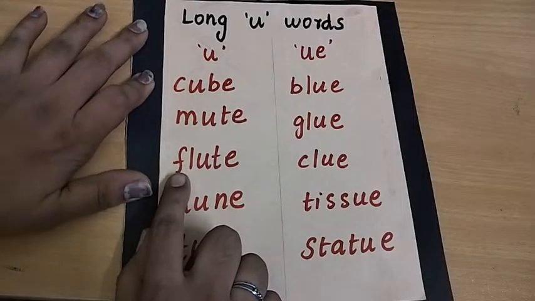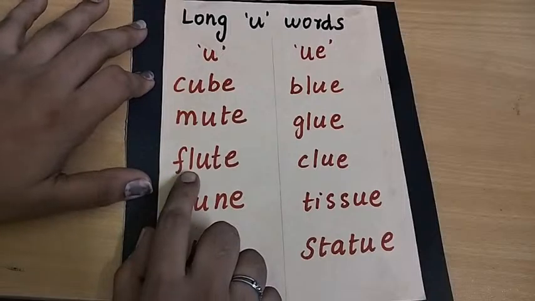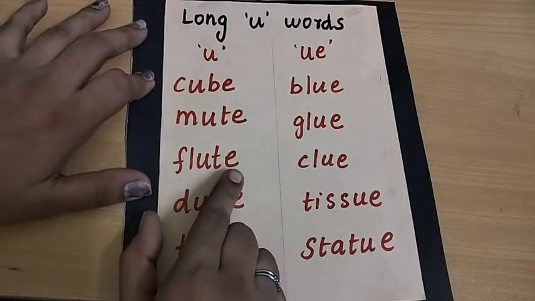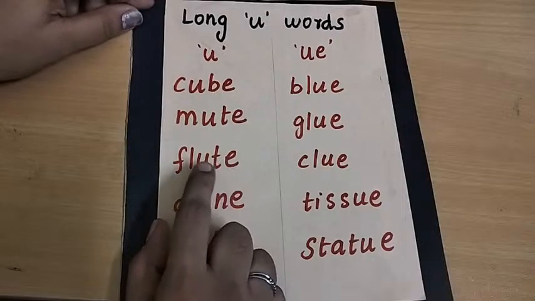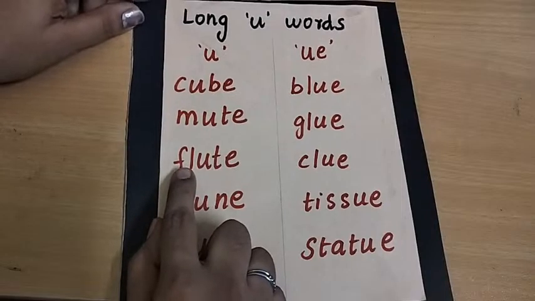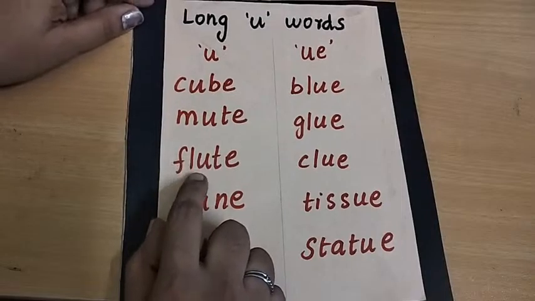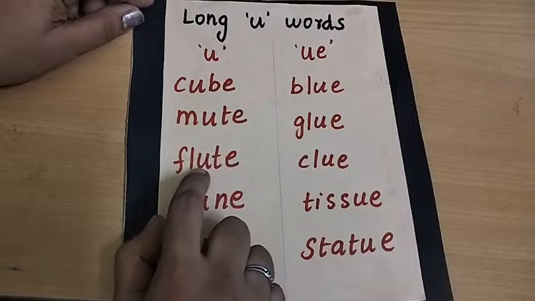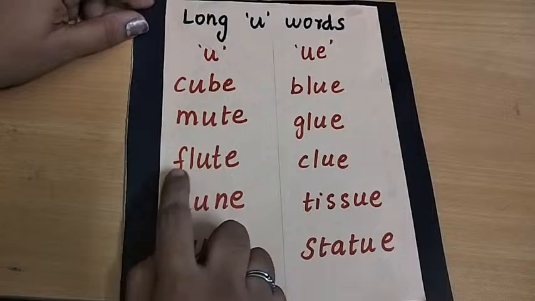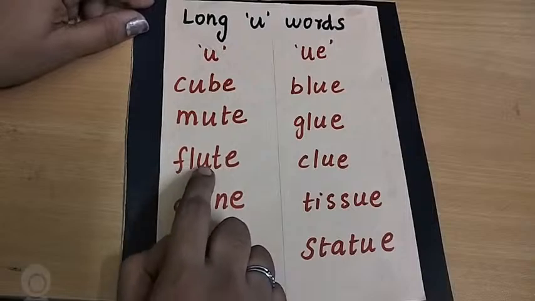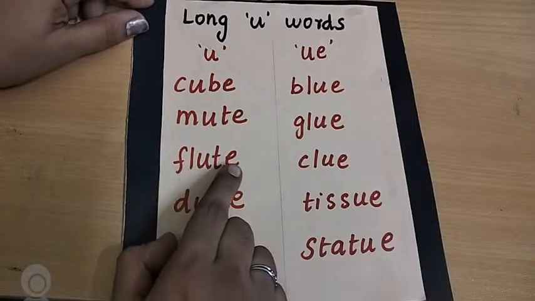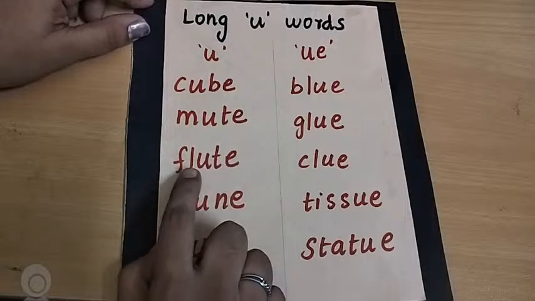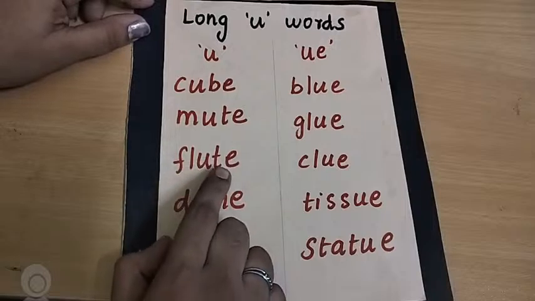So the letters are F, L, U, T, E. Okay, the sound of letter F is F. The sound of L is L. Next, you have E, the last of the word. So you take the longer sound of this vowel, U. F, L, U, T. Flute.